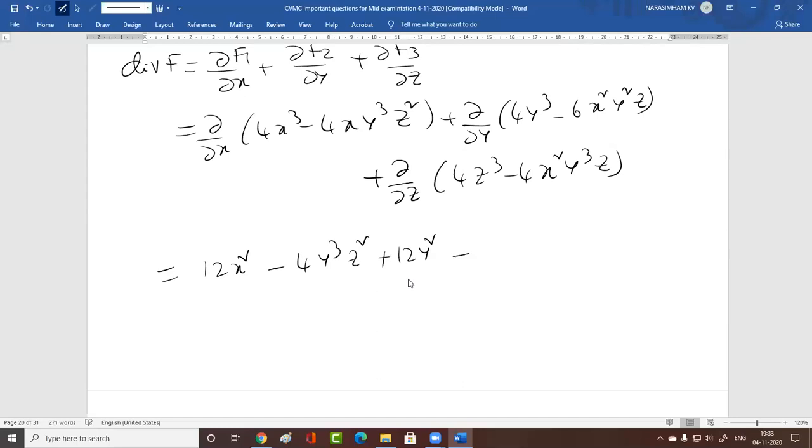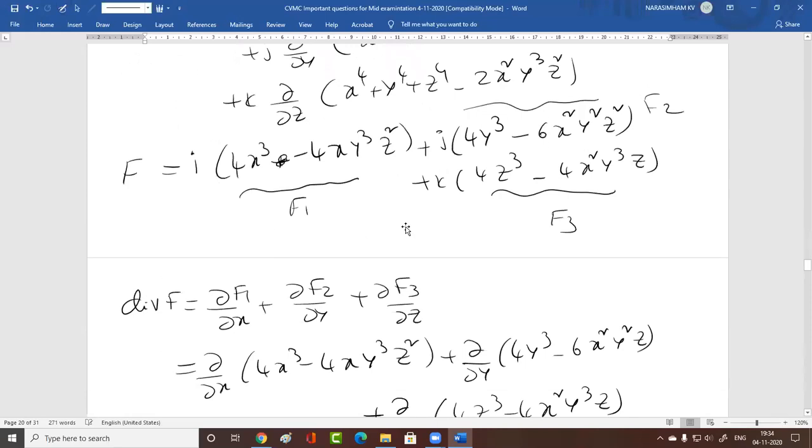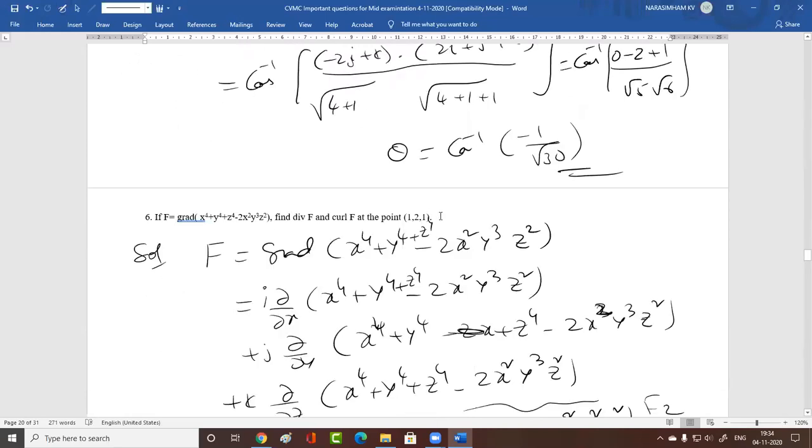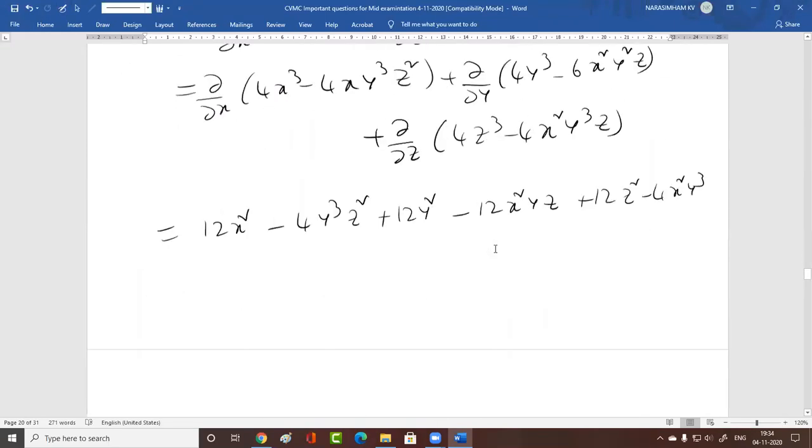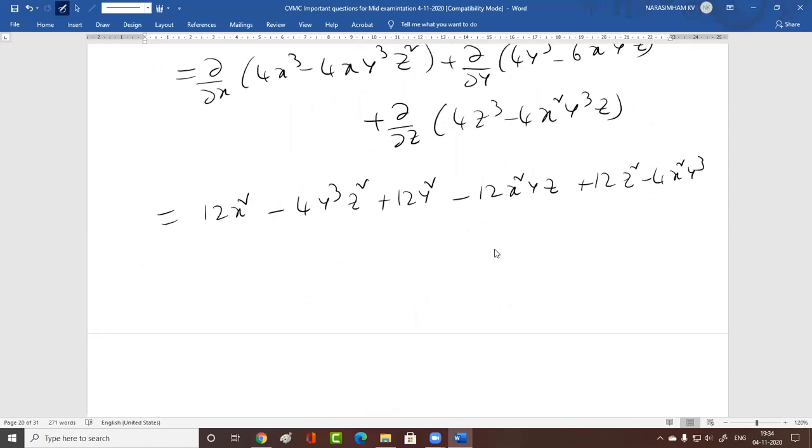With respect to y is minus 12x square yz. With respect to z, 12z square. Here only one z term, x square z cube. The point is also given, (1, 2, 1). Then at the point (1, 2, 1), this is the divergence of f.